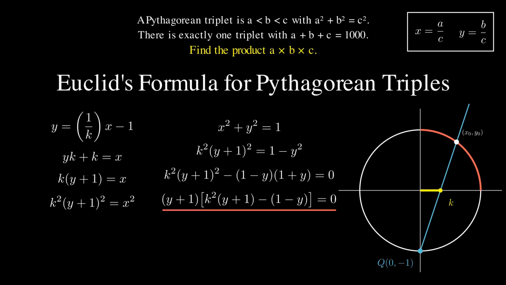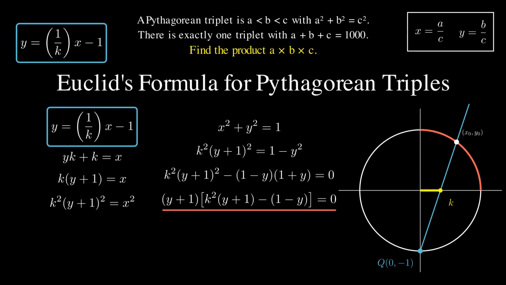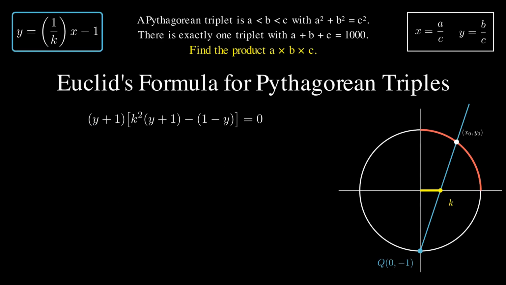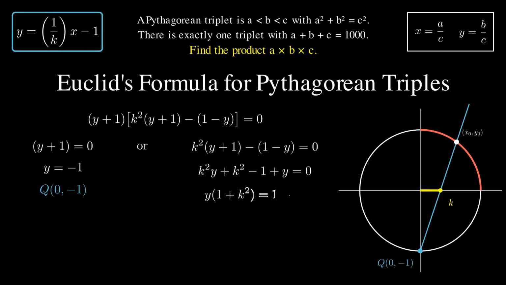We'll save in the top left the equation of the line, because we'll need that later. And now let's draw our attention to this main equation here. We have something times something else equals 0. So that means either the first thing or the second thing has to be 0. If it's the first thing, well then y equals -1, and this is actually going to give us the point 0, -1, which is the intersection of the line and the circle. It's just not the intersection we're looking for.